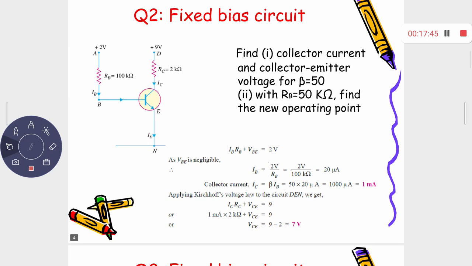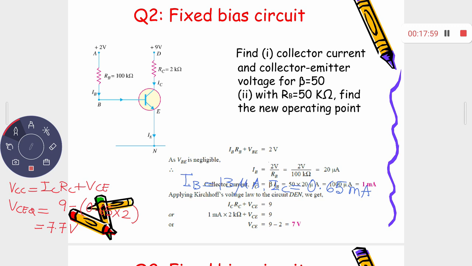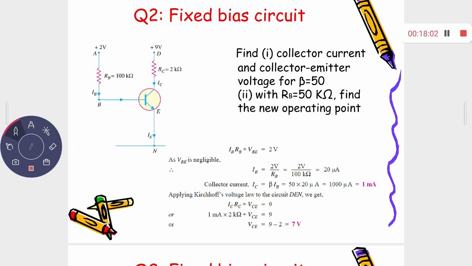That is the design that we have got ultimately. In your case it is 7.7, so ultimately what we got? VCEQ is equal to 7.7, right? And ICQ is equal to 0.65 milliampere. Do you think that this design, that is bias design, is a good one?